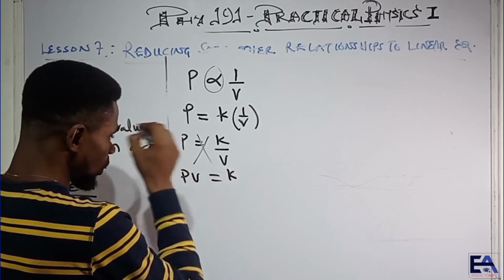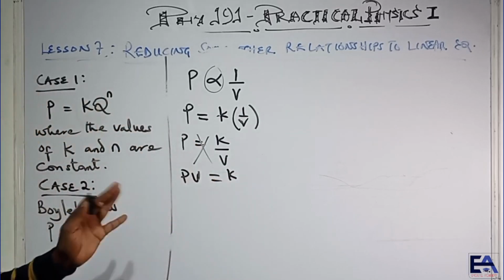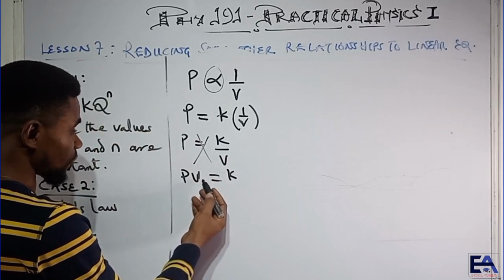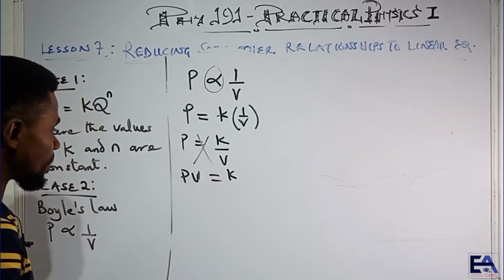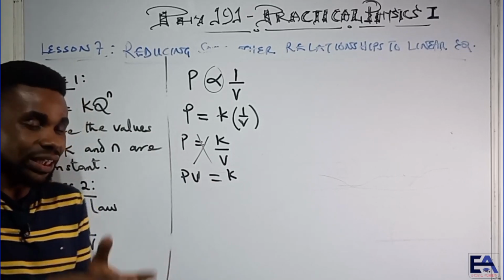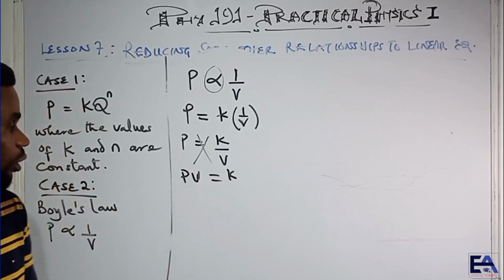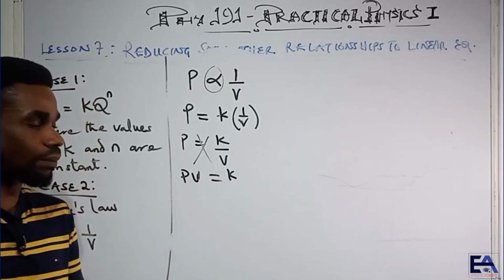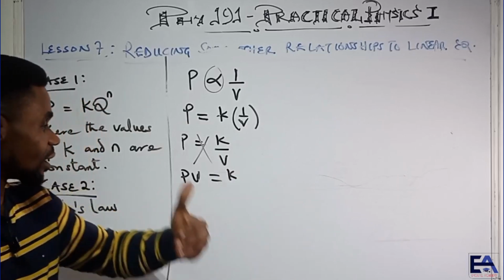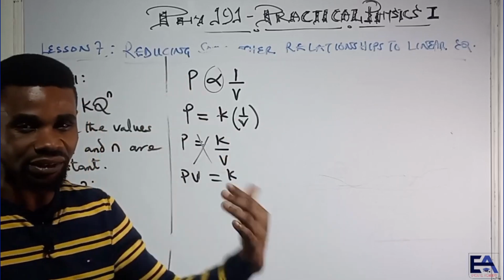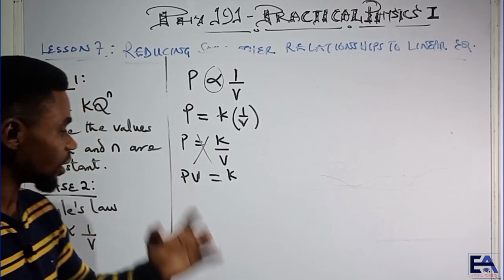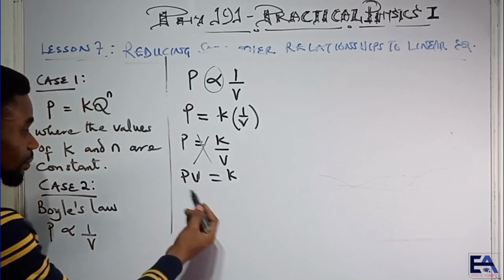When you say PV is equal to K, what this is telling us is that the product of pressure and volume is constant. So the pressure at a particular instance multiplied by the volume of the container at that instance is going to be equal to the pressure at another instance multiplied by the volume at that other instance. So the value we get from the product of pressure and volume at all instances, as far as that specimen is concerned, is going to be constant.